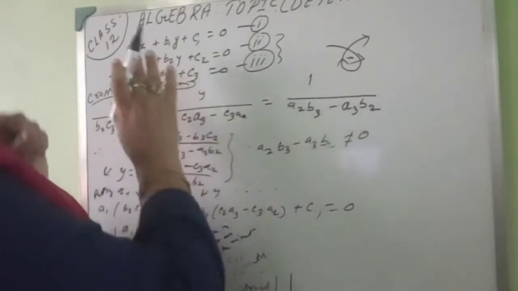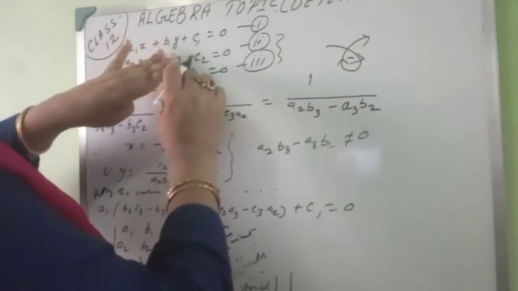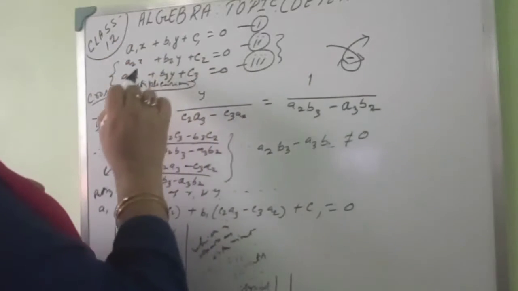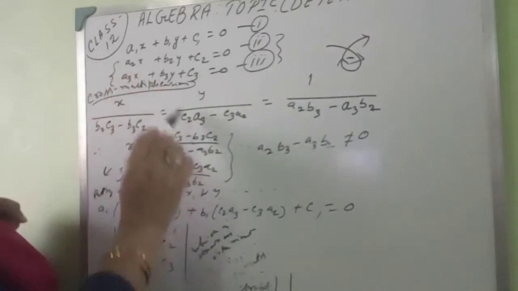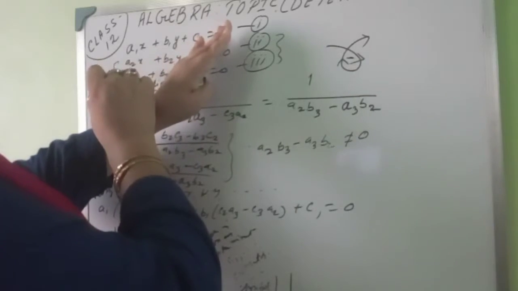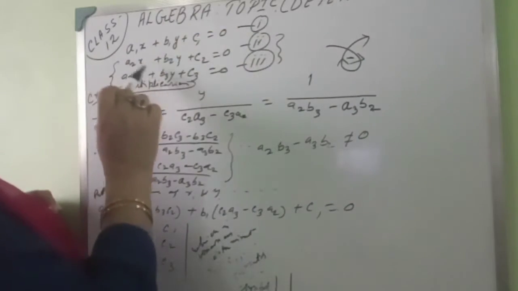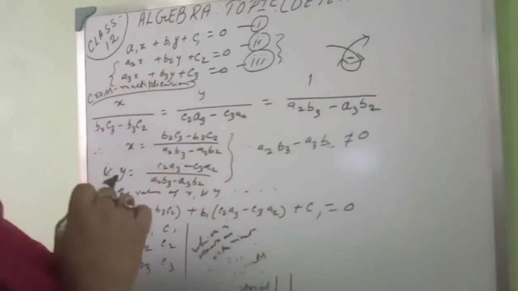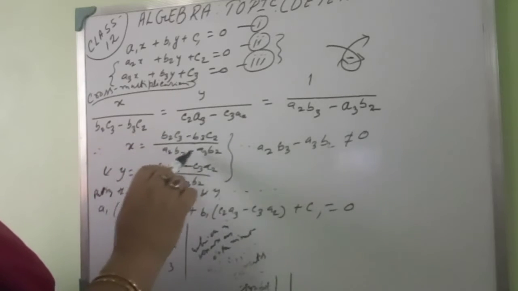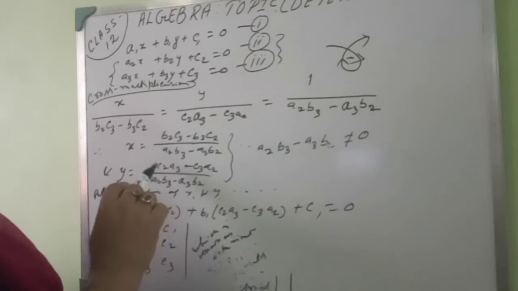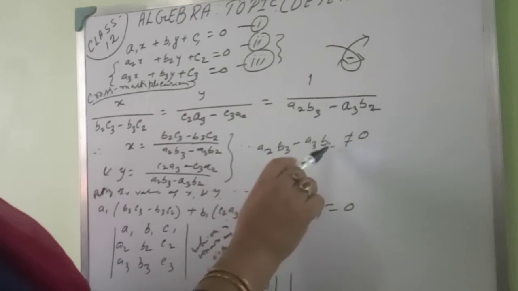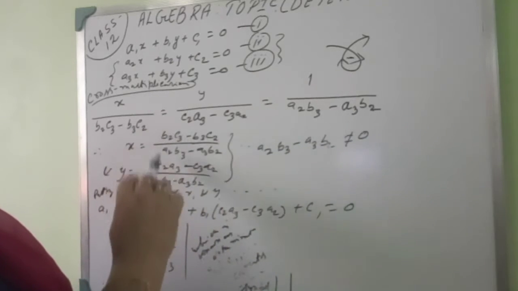Similarly, when we have to find the value of y, we will start from the point where we ended, c2. Then c2a3 minus c3a2. Now we have ended at the point a2, so again we will start at a2: a2b3 minus a3b2. That part we have already done in class 9. Now x is equal to b2c3 minus b3c2 by a2b3 minus a3b2, and y is equal to c2a3 minus c3a2 by a2b3 minus a3b2, where a2b3 minus a3b2 is not equal to 0. Therefore, we can easily find the value of x.